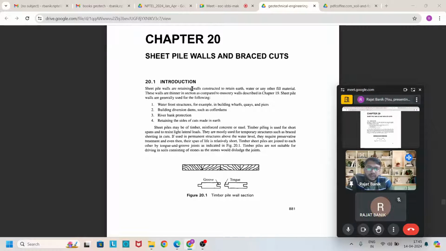Sheet piles are retaining walls constructed to retain structure, water, or any other fill material. The general use of these sheet piles is for waterfront structures, for example in built-in wharves, quays, and piers, and also for building diversion dams such as coffer dams, and riverbank protection. Regarding the sides of cuts made in earth, we use sheet piles.